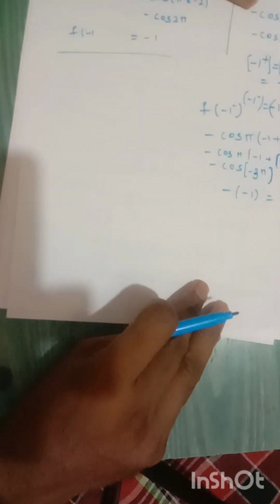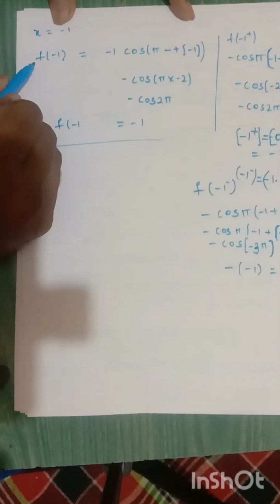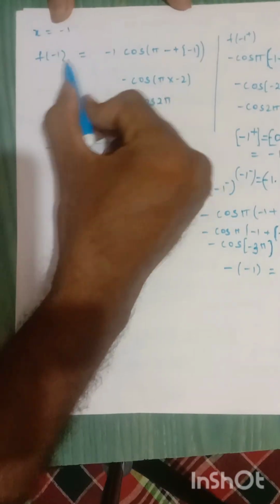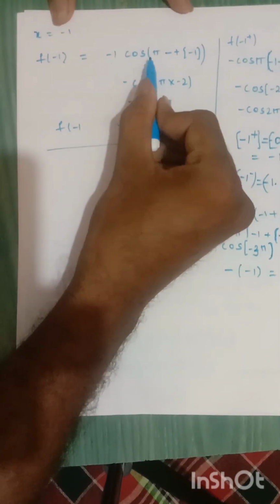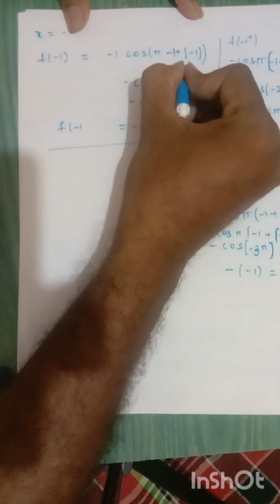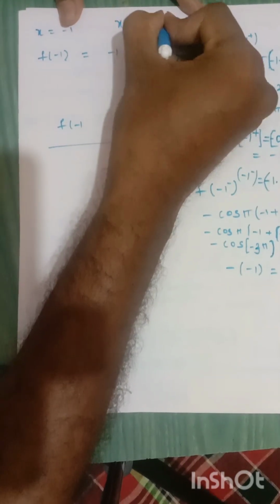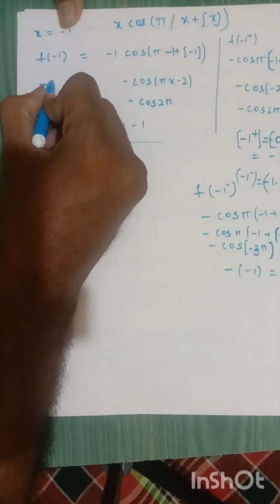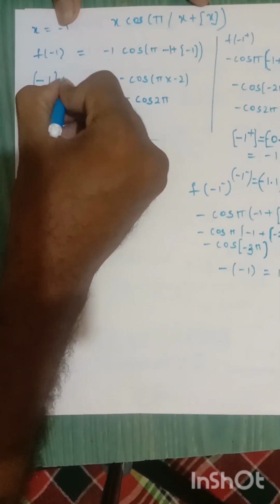This is also discontinuous, but we will solve the problem for minus 1 because a lot of students will have doubts. So now f of minus 1 is minus 1 multiplied by cos pi into x plus the greatest integer function of x. Here x is minus 1, and the greatest integer function of minus 1 will be minus 1 only.